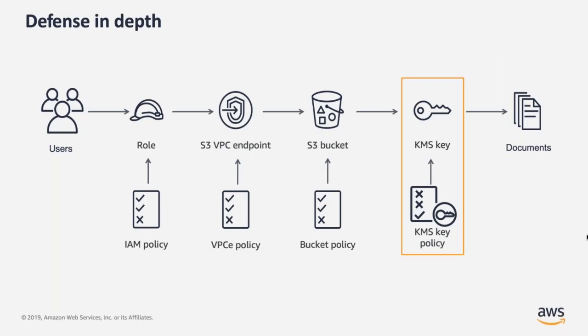Starting with a little bit of a review of defense and encryption in AWS. Let's say you're a user in an EC2 instance or a Lambda function and you want to access documents or objects in S3. For the sake of this example.